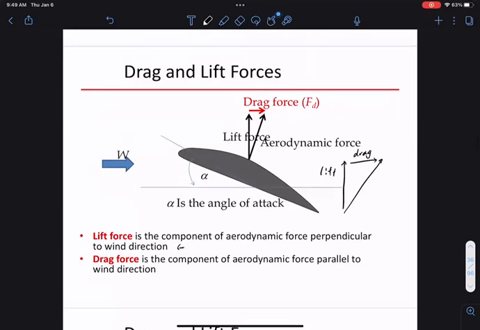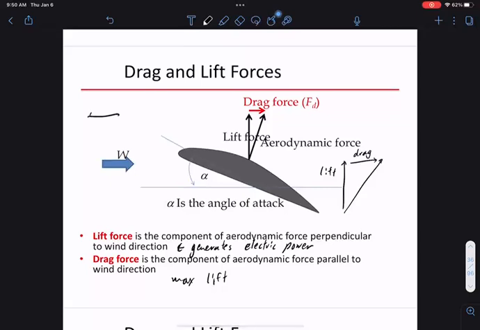This is the thing that generates electric power at the end of the day. The drag force doesn't do anything, and we don't care about it. Our goal is to maximize the lift, and the way we do this is by changing the angle of attack.